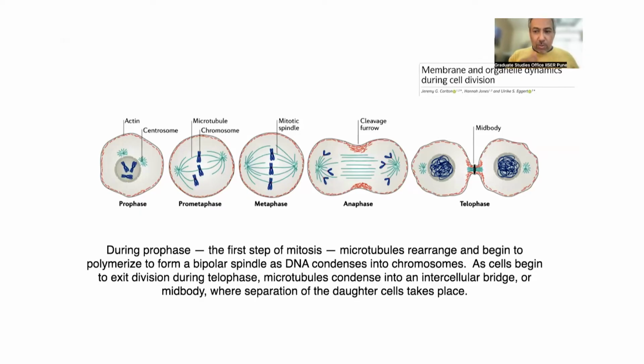And just as the microtubules are involved, so is the actin. And then, there is this formation of an intercellular bridge around the mid-body, which is mediated by microtubules. So during prophase, which is the first step, microtubules rearrange and begin to polymerize to form a bipolar spindle as the DNA condenses into chromosomes.